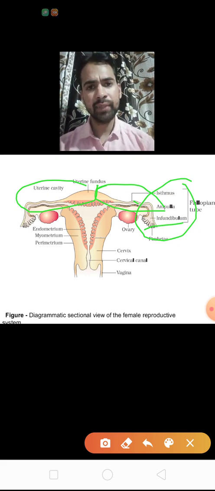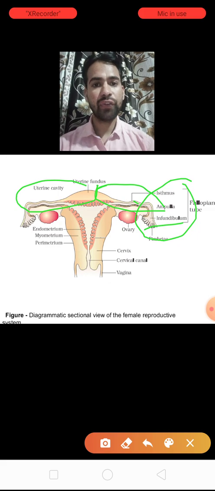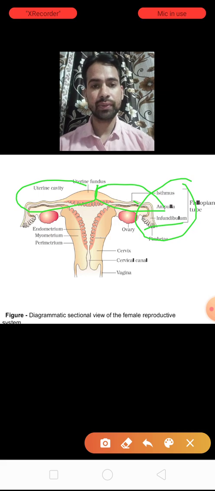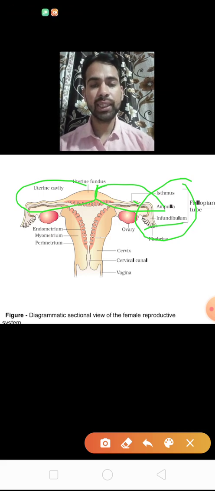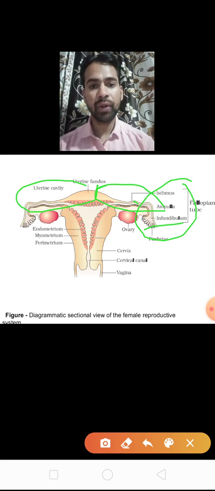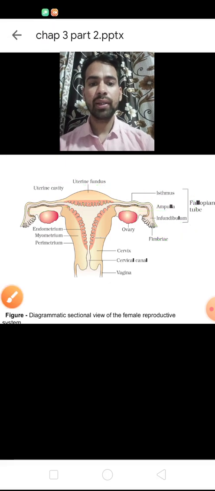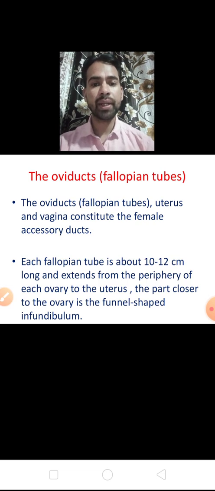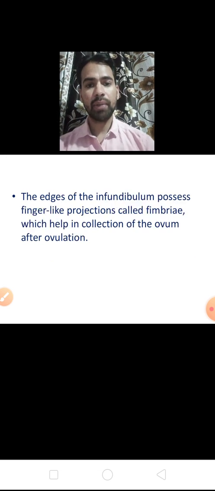I repeat once again, the oviduct or fallopian tube is the site of fertilization, where the fertilization takes place. It has three parts: infundibulum, ampulla, isthmus. Okay, and it is 10 to 12 centimeter long. They extend from the ovary to the uterus. Okay, clear about the oviduct?